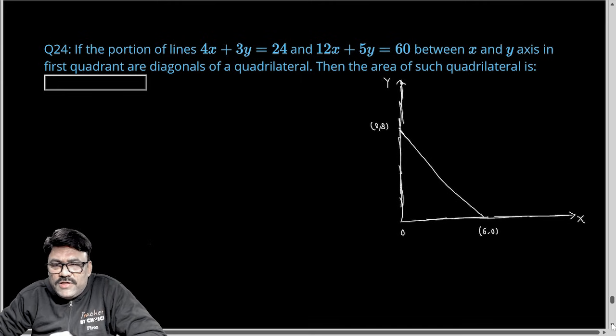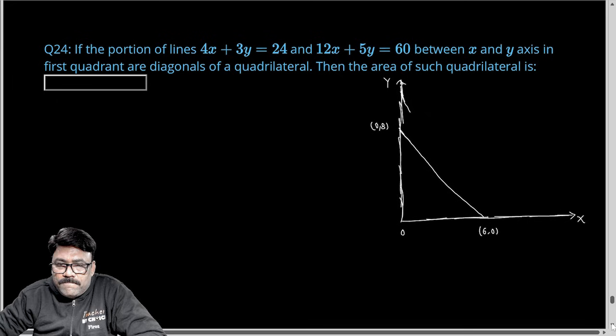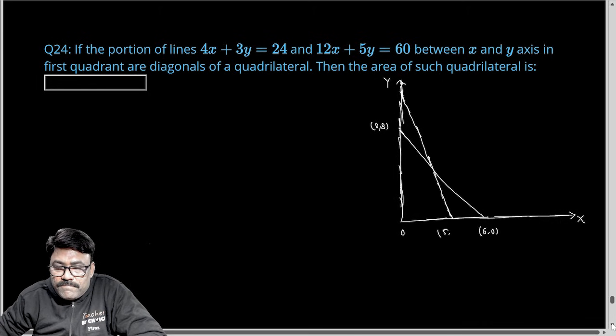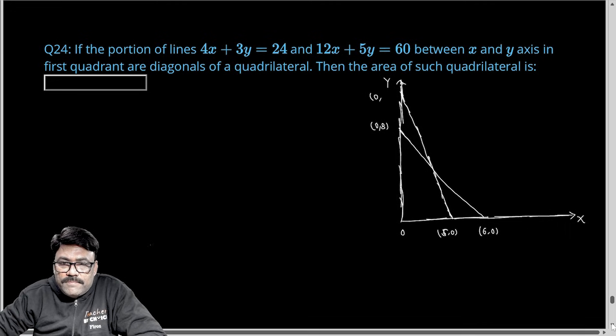And the second line meets the x-axis at 5, y-axis at 12. So let's say this is your second line. This second line meets the x-axis at 5 and the y-axis at 12.